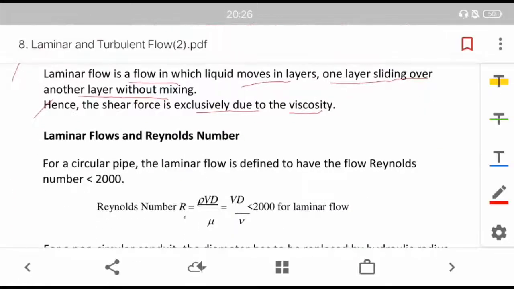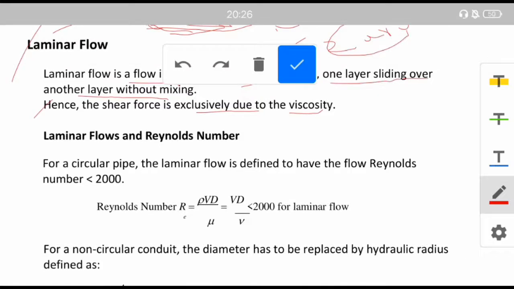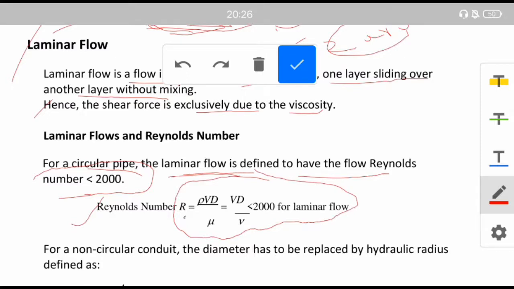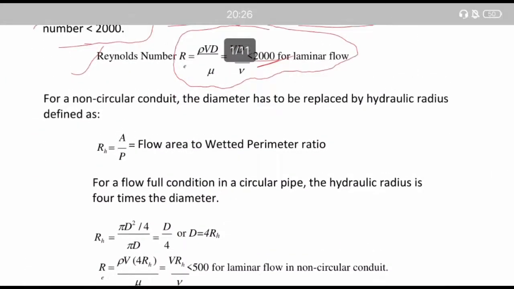Laminar flow and Reynolds number: for a circular pipe, laminar flow is defined to have a Reynolds number less than 2000. If the Reynolds number is less than 2000, then the flow through the pipe will be laminar flow, and the Reynolds number is given by the formula Re equals rho V d upon mu, or V d upon nu, and should be less than 2000 for laminar flow.